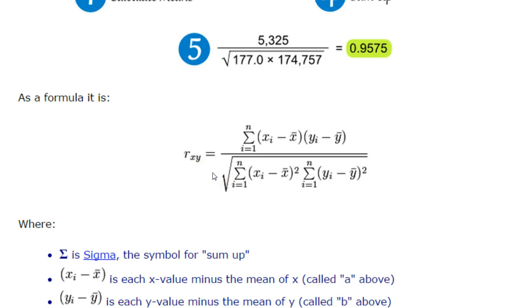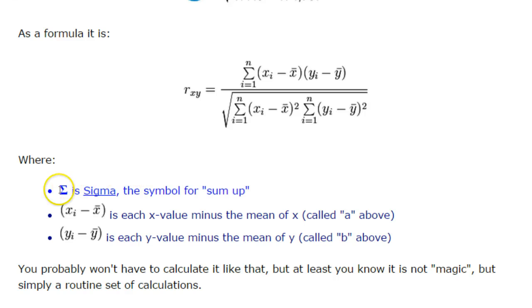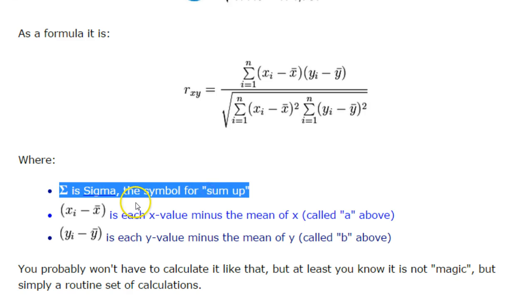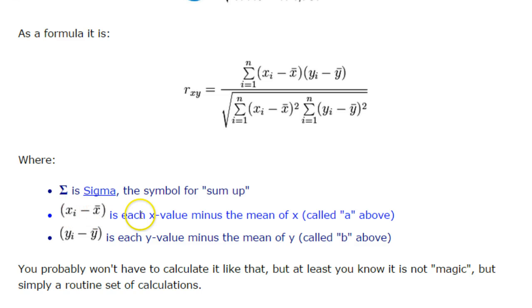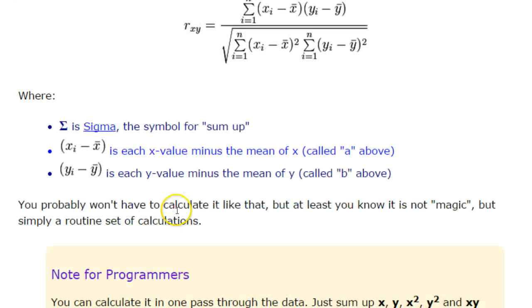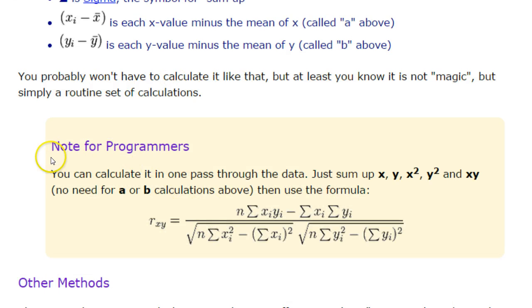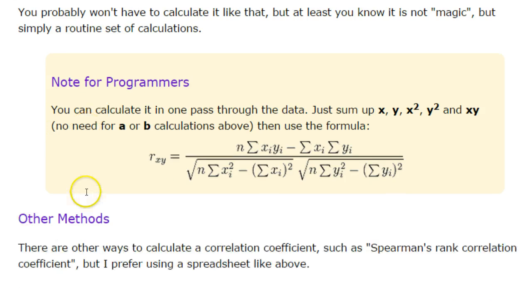If you're using the TI-85 given in the first lesson of the unit, that's probably going to be the most helpful. Okay, sigma is the sum of, we've already seen those, x minus x bar is each x value minus the mean. So remember, x bar is mean. Same thing with this, except this is going to be y bar, which is the mean of y. Okay, you probably won't have to calculate like that, but at least you know it's not magic, but simply a routine set of calculations. Okay, all right, so programmers, this is what you need to know as well.